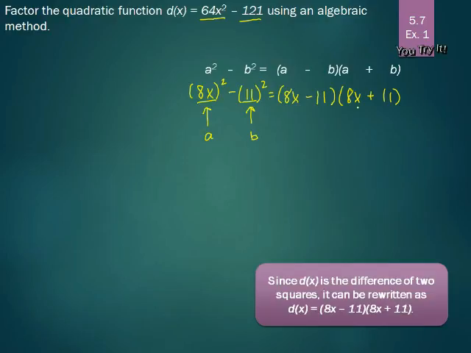So our final answer will be, since d of x is the difference of two squares, it can be rewritten as d of x equals 8x minus 11 times 8x plus 11.